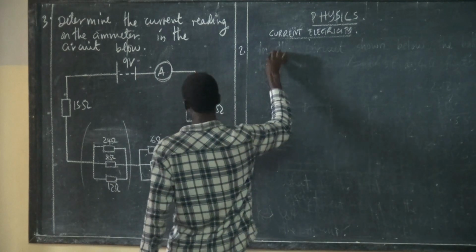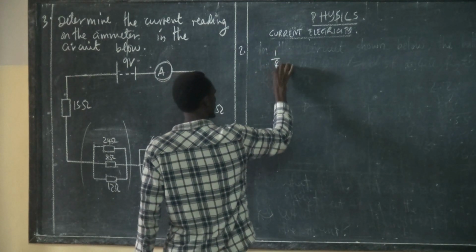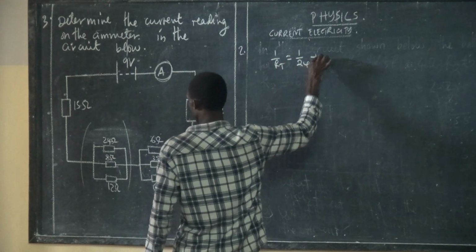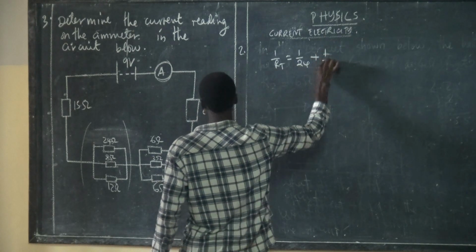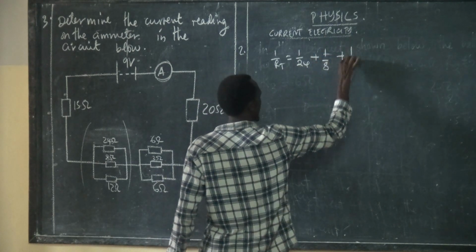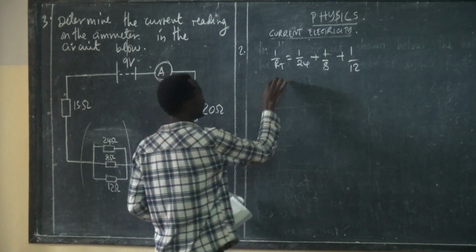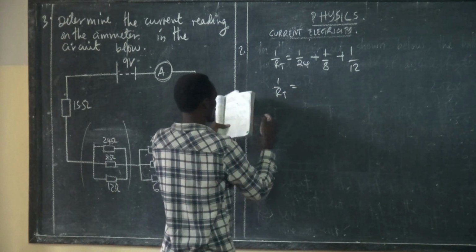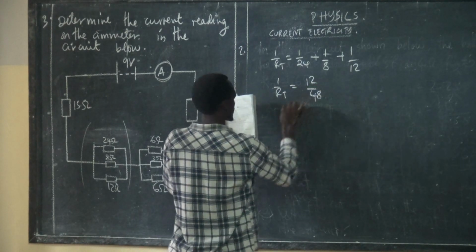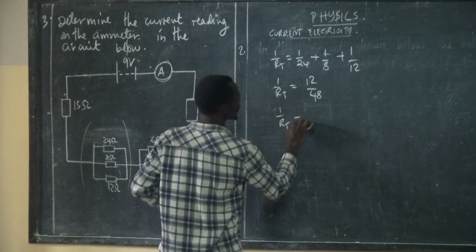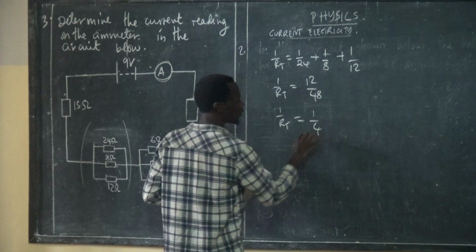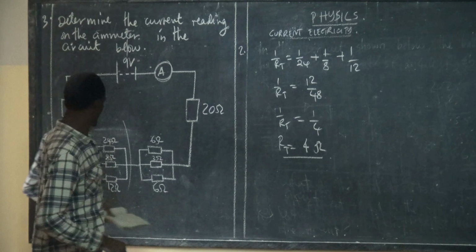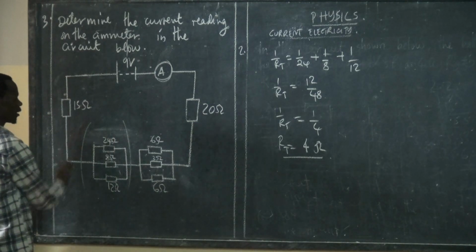The first step: 1 over the total is equal to 1 over 24 plus 1 over 8 plus 1 over 12. From 1 over the total, you get 12 over 48. Now 1 over the total is equal to 1 over 4. Then our total is equal to 4 ohm. This is the first set.